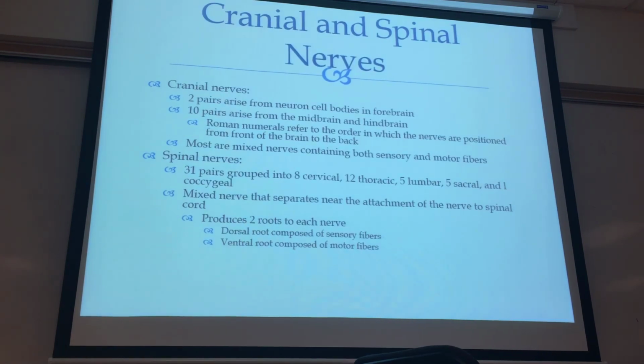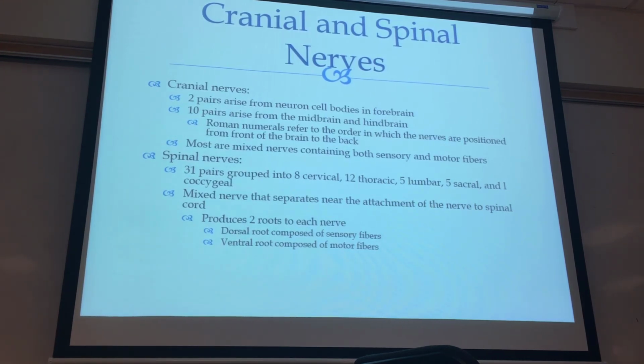The last thing on here, cranial and spinal nerves. You don't need to know the number of pairs. I'm never going to ask you the number of pairs of cranial nerves, where they originate, or the names of them. I will be talking about some of them. I'll talk about the vagus nerve quite a bit as we get into our cardiovascular and respiratory lectures.